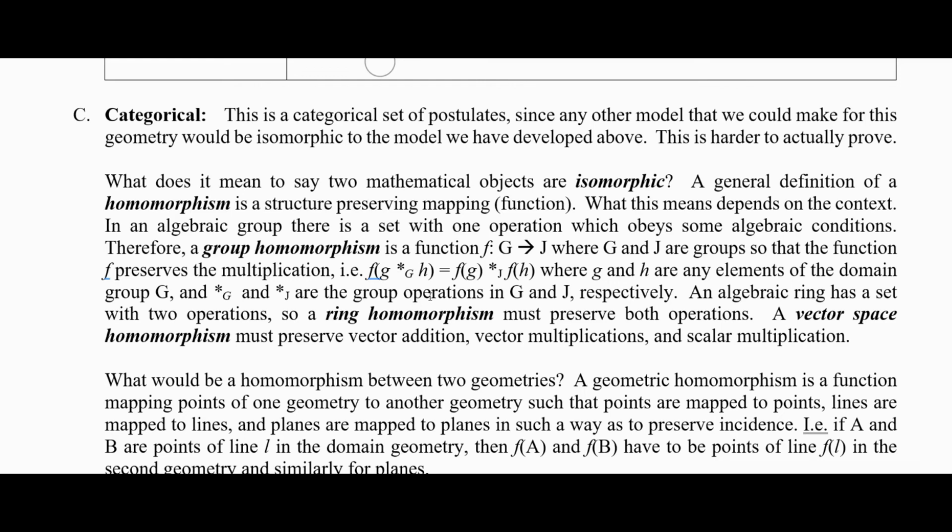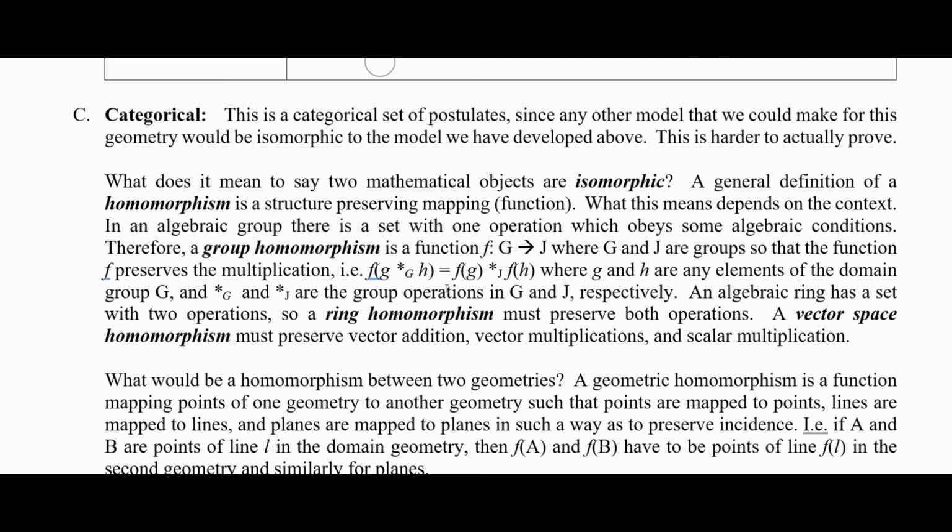Okay? G and H are any elements of the domain group G, and star G and star J are the group operations in G and J, respectively. So in an algebraic ring, it's a set with two operations, so the ring homomorphism must preserve both operations in a similar manner to what we did here. A vector space homomorphism must preserve vector addition and scalar multiplication. So those come from the areas of abstract algebra and linear algebra and so forth.